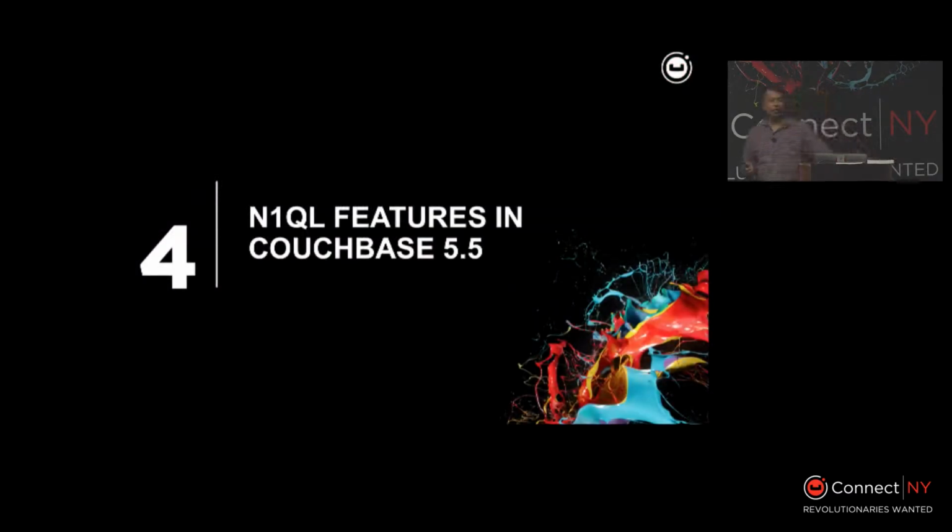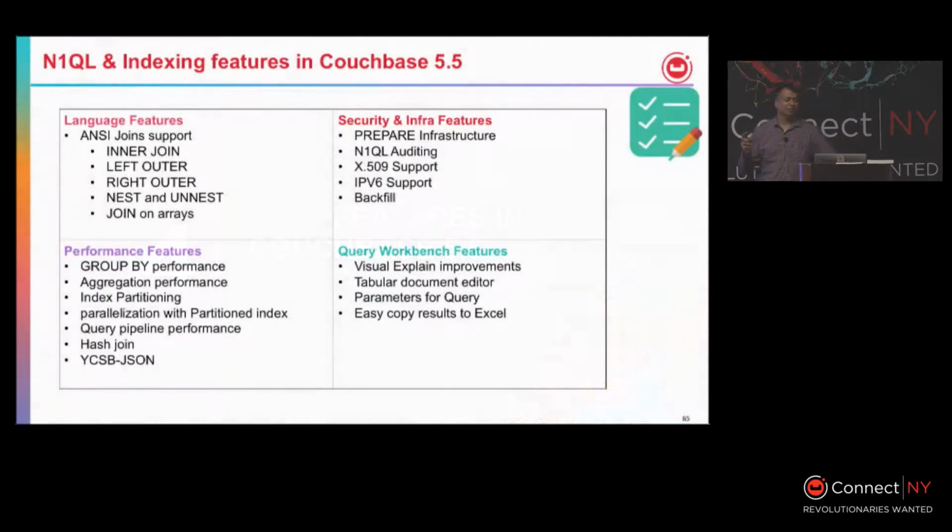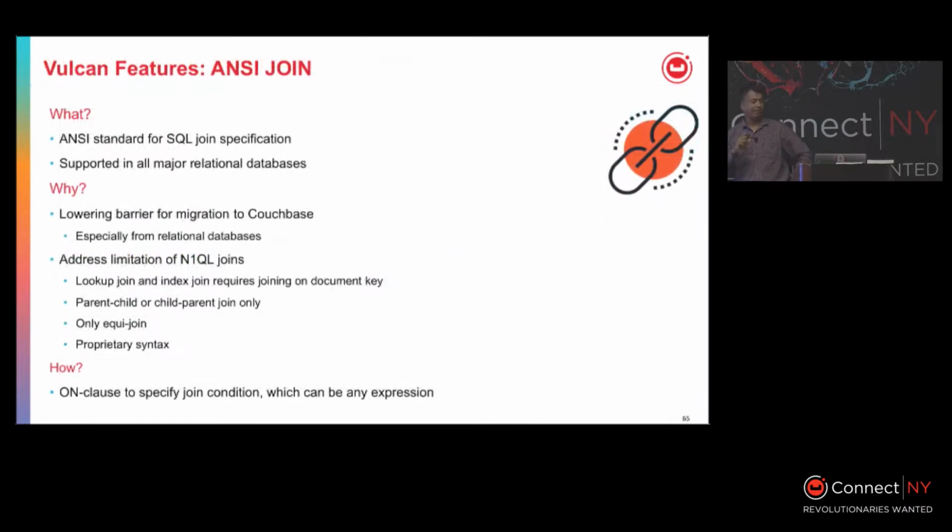Okay, let's skip over to 5.5. The big features in 5.5 are ANSI joins, group by and aggregation performance, and index partitioning. I'll cover the first few features, and as Scott said, the gory details are in this book. Please pick up the book. I'll cover whatever is possible in the next few minutes.